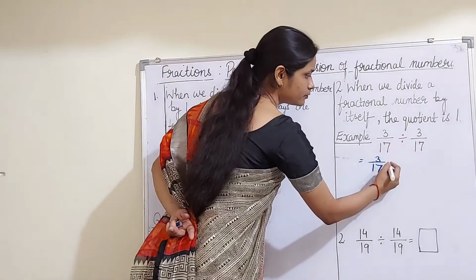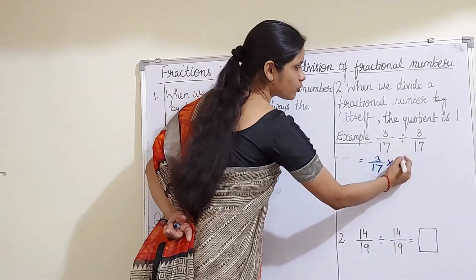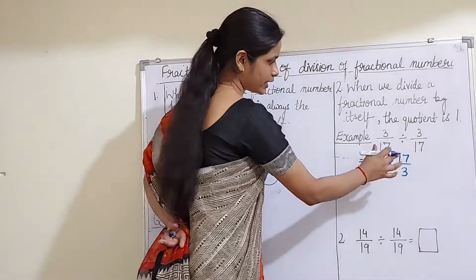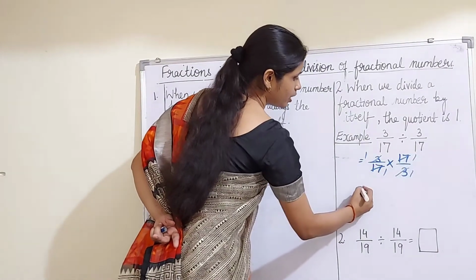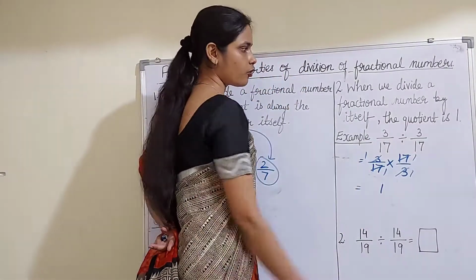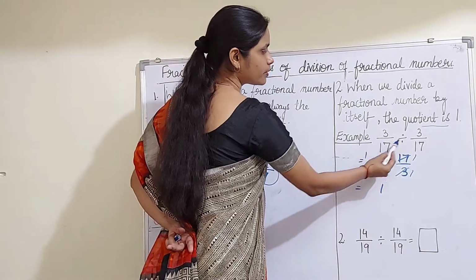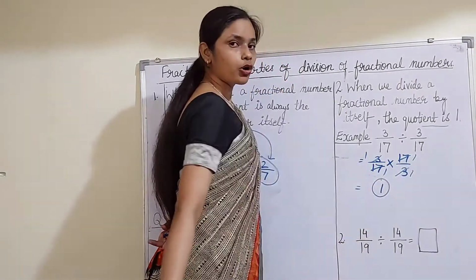So 3 by 17. First step, remove the sign of division, put the sign of multiplication and take the reciprocal. So 3 by 17 becomes 17 by 3. Now cancel. 3 once is 3, 3 once is 3, 17 once 17. So the answer will be 1, or the quotient is 1. So when a fraction number is divided by the number itself, we always get 1 as the quotient.